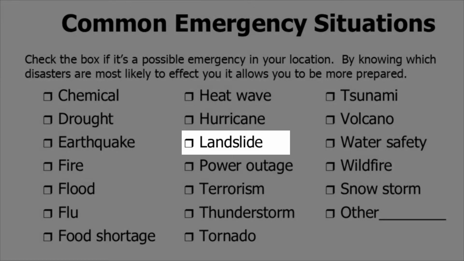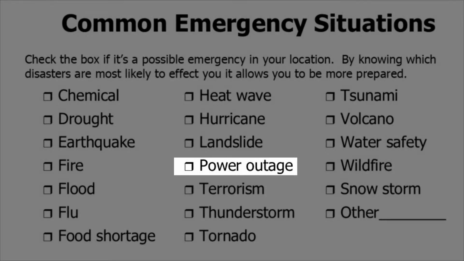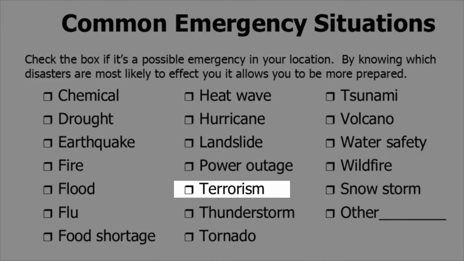Landslide. Landslide can be a disaster for many different reasons. It could affect you and your house and that's it, or it could cut off a way for you to travel and be able to get your resources. Power outage. If you are someone who is electronic dependent, a power outage could be a disaster. Terrorism.